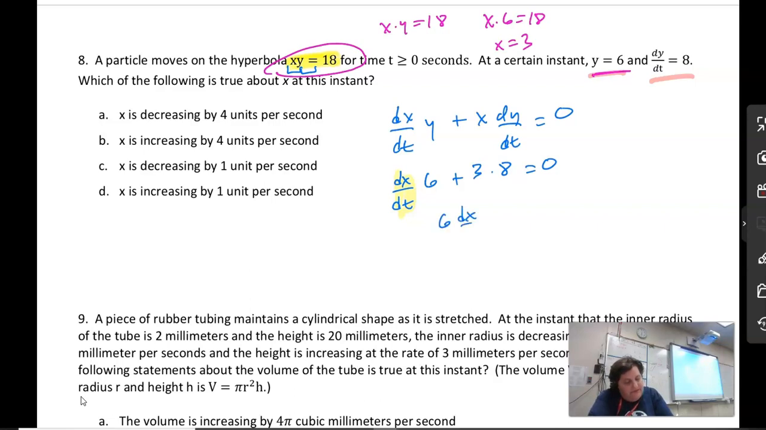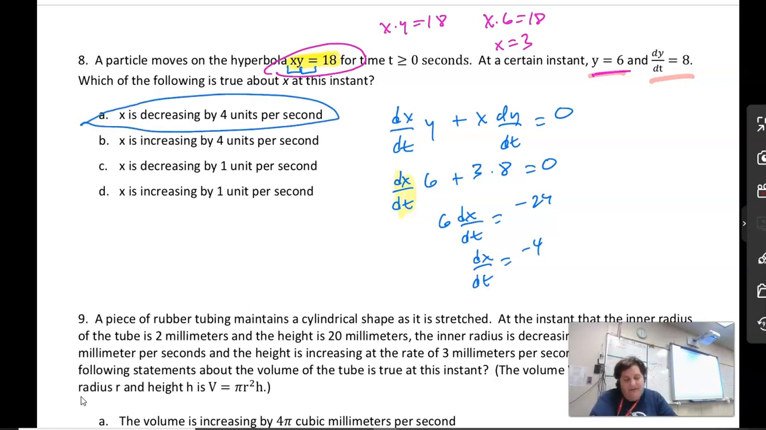Now I can solve this pretty easily. So 6 dx/dt is negative 24. 3 times 8 is 24, I subtracted it over. So dx/dt is negative 4. Okay, so what is true about x at this instant? Is it decreasing or increasing? Well, it's negative, so it's decreasing by 4 units per second. Pretty straightforward.